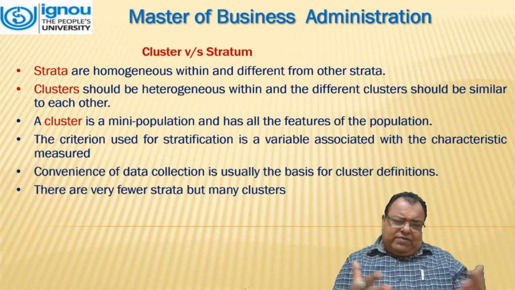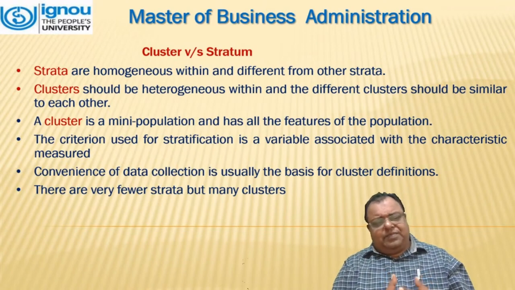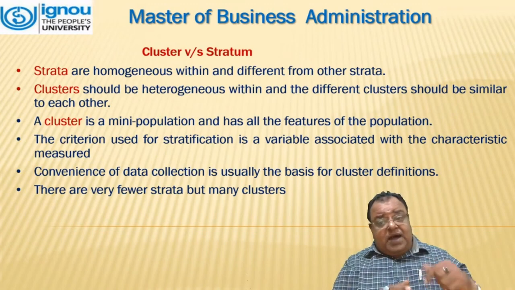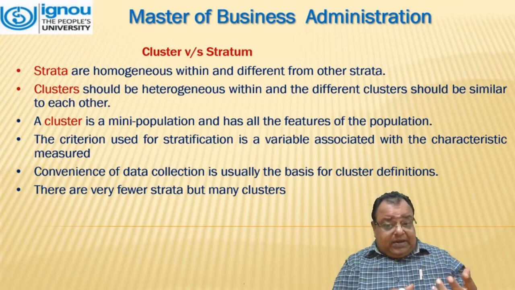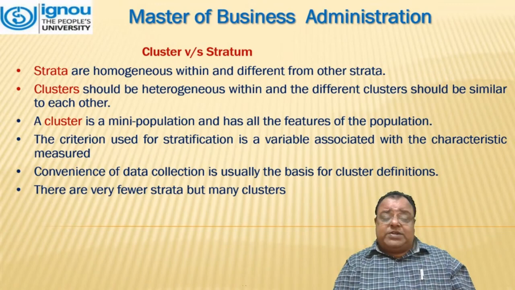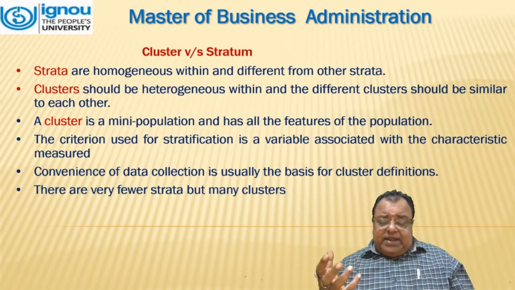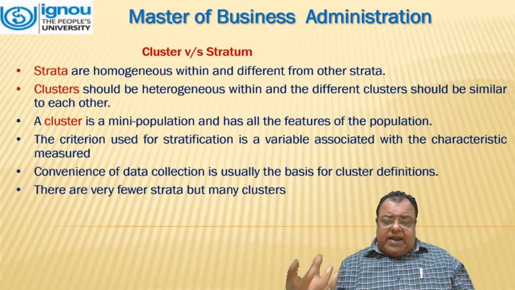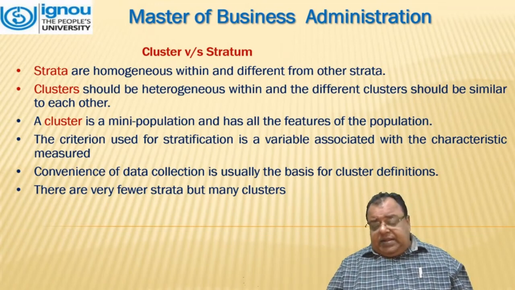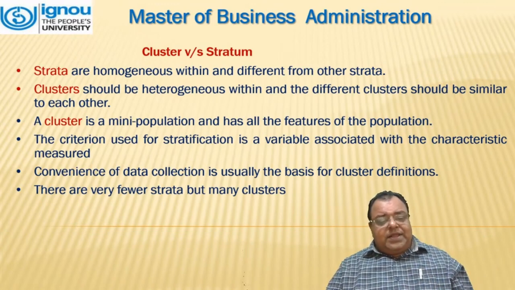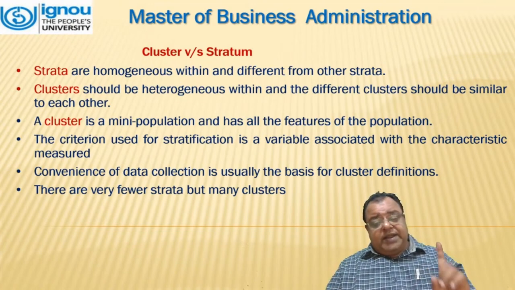Now, what is the difference between cluster versus strata? Strata are homogeneous within and different from other strata, whereas your clusters will be heterogeneous within and the different clusters should be similar to each other. A cluster is a mini population and has all the features of the population. The criteria used for stratification is a variable associated with the characteristics measured. Here, the convenience of data collection is usually the basis for cluster definition. There are very few strata, but there are many clusters.